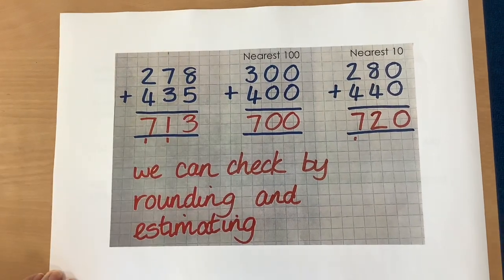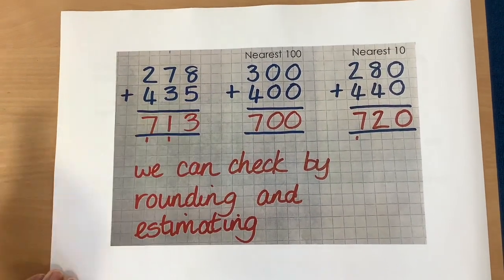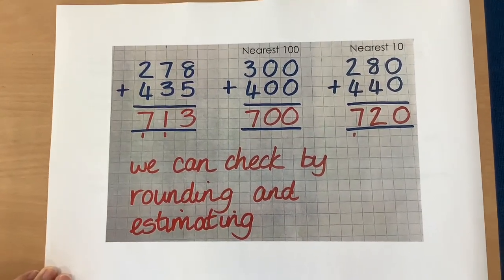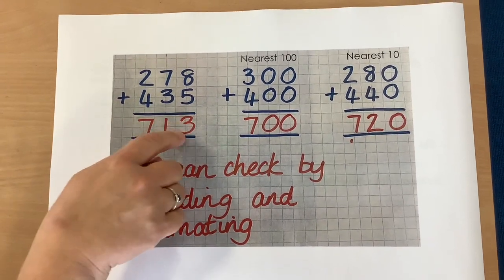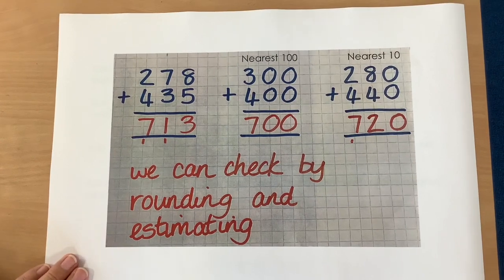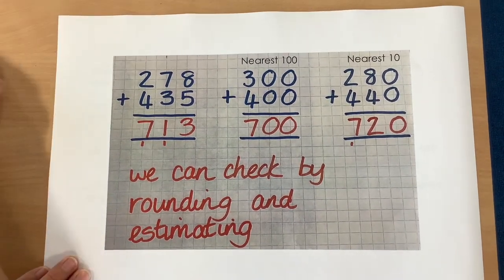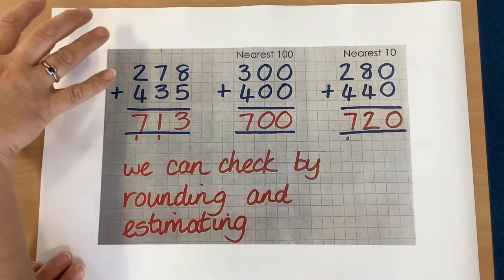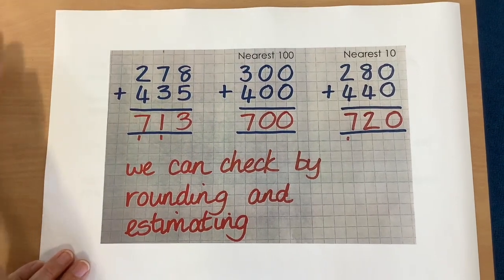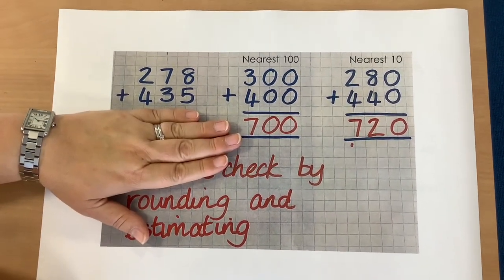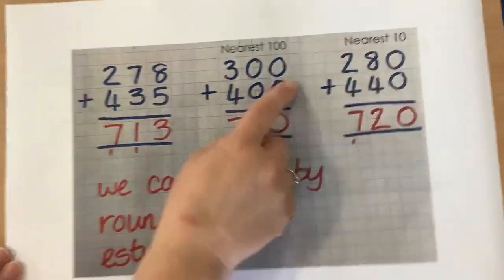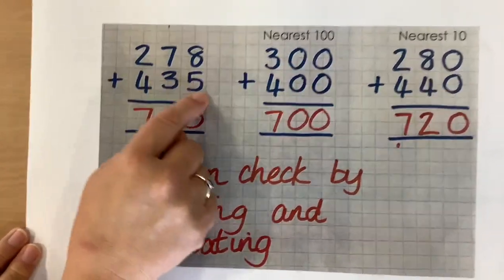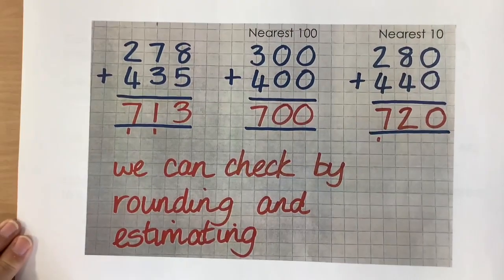Here's my original calculation: 278 plus 435. Now, there was quite a bit of regrouping involved in this, so I had to really carry out the proper column addition to get my answer. However, sometimes you might be asked to give an estimate of an answer. So you might be given this number sentence and asked to estimate the answer. And to do that, you can round the numbers to the nearest 100 or the nearest 10.